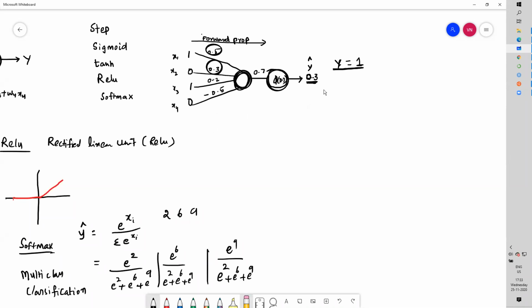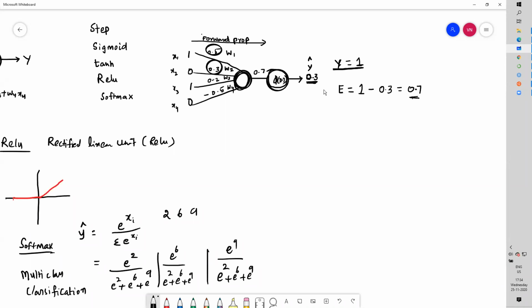Now let's see, this is the output of our first iteration. Now our error E is equal to the original 1 minus 0.3. So our error is 0.7. Our error is high and we want to reduce this. This is exactly what we did in machine learning. So how can we reduce this error? We can reduce this error by changing the values of the W's. So this is your W1, this is your W2, this is your W3, and this is your W4.